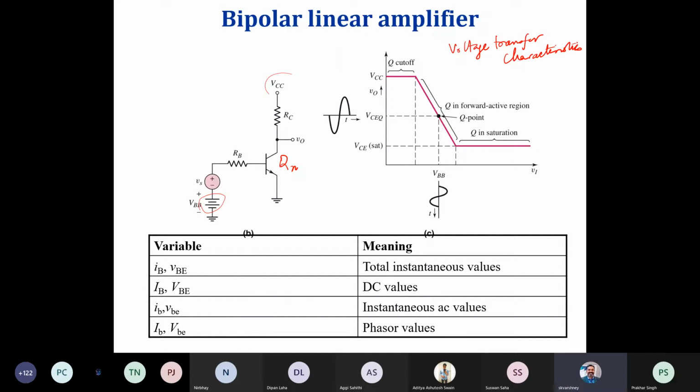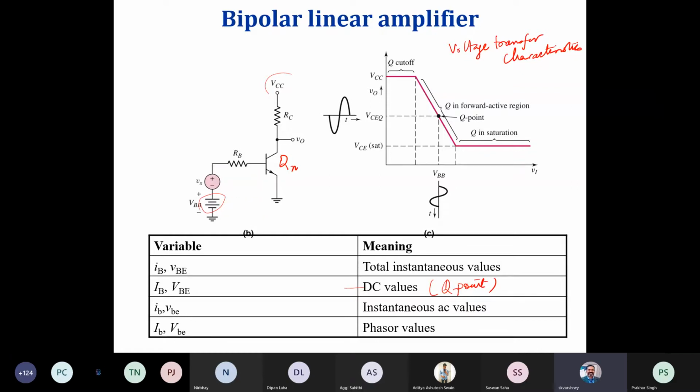To start, when we write capital letters with capital subscripts, it means we are referring to the DC values, that is, corresponding to the Q point. So basically we will be mentioning IBQ, VBQ, ICQ, or VCEQ, like those. So these are DC values, or values at the Q point. Those are not instantaneous, since you are applying a sinusoidal time-varying signal superimposed onto this circuit.